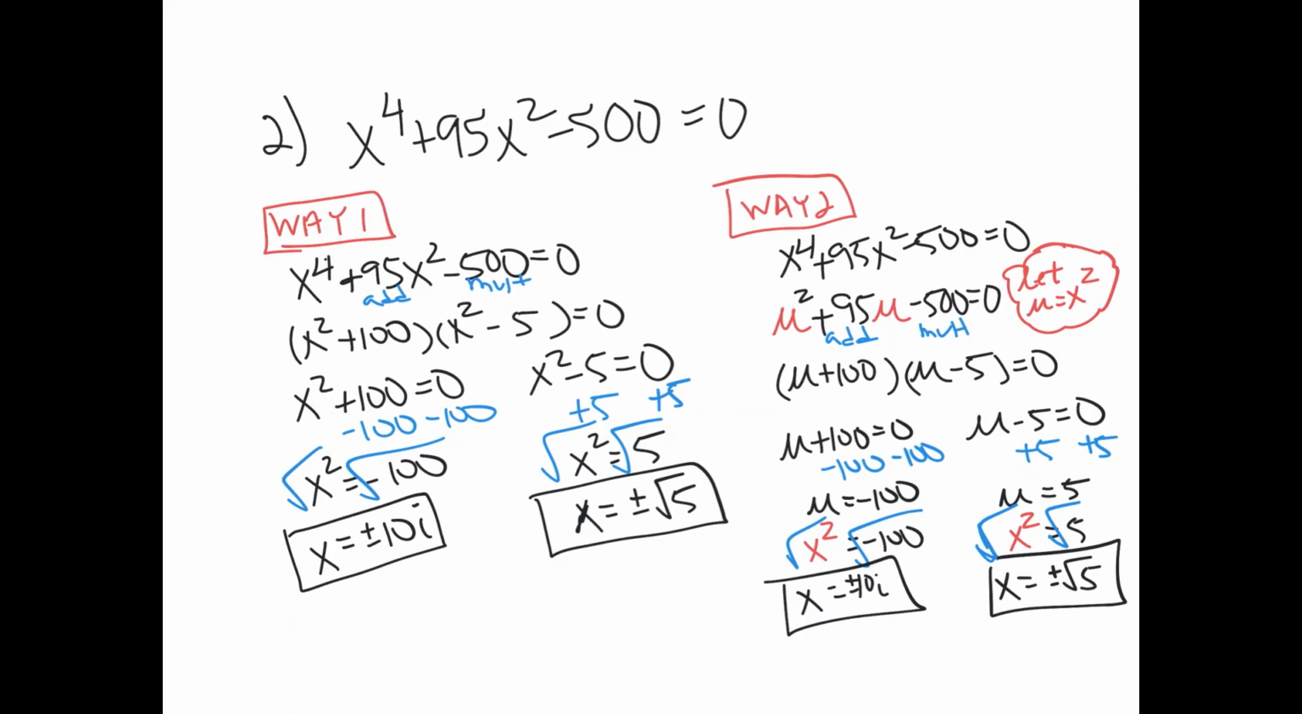So notice we get the same answer either way. I'm just showing you two different options. When we have an x to the 4th trinomial, we could use substitution, letting u equal x squared, or we could just factor as if it was a quadratic with parenthesis, parenthesis.